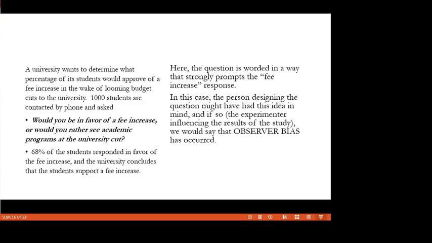But what the statistician would look at is it's distinctly possible that whoever designed this survey, maybe this was intentional, maybe it was unintentional, but we would say that the experimenter or the observer actually had an influence on what the results of the study were. So the statistician would say there was a form of either observer bias or sometimes we would say experimenter bias in this particular problem, since the person designing the study or the survey had some impact on what the results ended up being.